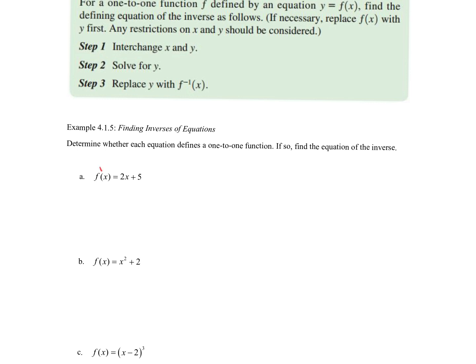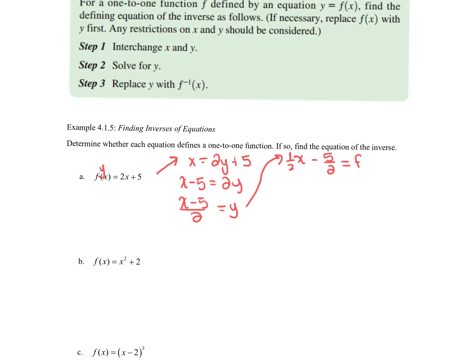So f of x is a fancy way of saying y. To do step 1, x equals 2y plus 5. There's step 1. I've switched x and y. Now I need to solve for y. So I'm going to subtract the 5 over and then divide by 2. I'm just going to write it so you guys can see it. That's really 1/2 x minus 5 halves. And we're not going to call it y, we're going to call it f inverse of x.